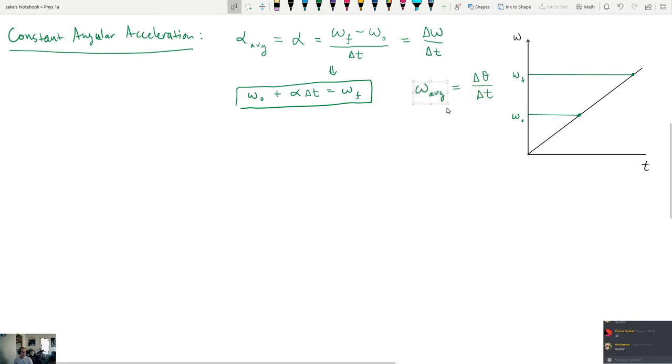So the question now becomes, if I look at this equation right here, omega average equals delta theta over delta t, I don't have any information about delta theta. How can I describe what omega average is? Keeping in mind that delta t is going to be this time interval here, from this point over to this point right here. So how could I write omega average? Is there any way that I can look at this plot and understand a way to write down what the average angular speed is going to be?